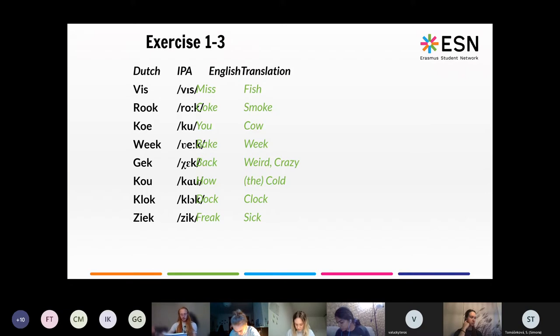Oom sounds the same as bonen and boom. Oom meaning uncle, bonen meaning beans, and boom meaning tree. It doesn't sound the same as bommen, which are bombs. Then we have duur. It sounds the same as huren and u. Duur means expensive. Huren means to rent. And u is the formal form of you, which we'll get into again in this lesson. Then the last two, kwam, sounds the same as tak. And vriend sounds the same as ski.